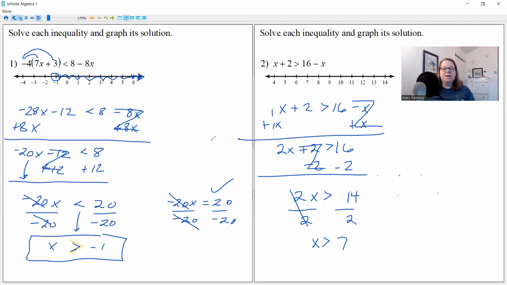When I graph it, I'm going to have an open circle again at 7. And remember, it goes in the direction of this arrow. Greater than is here, so I shade everything this way. All the solutions are anything that's greater than 7. Okay, I hope that helps.